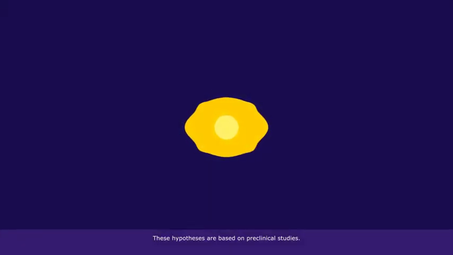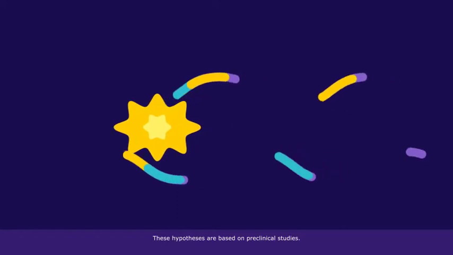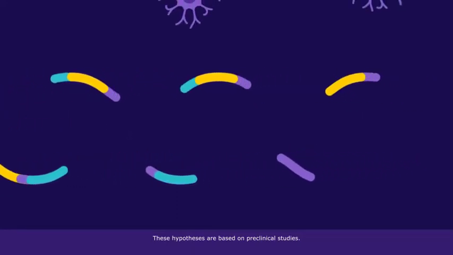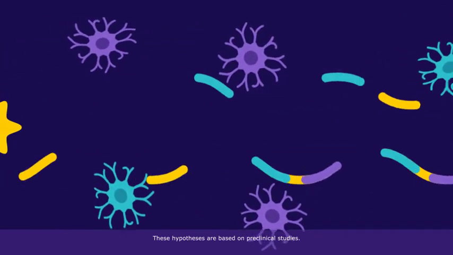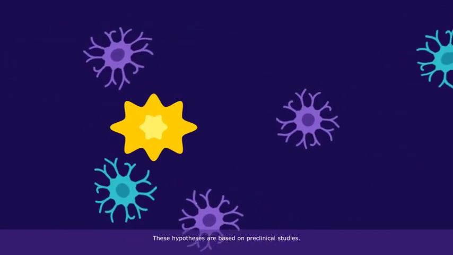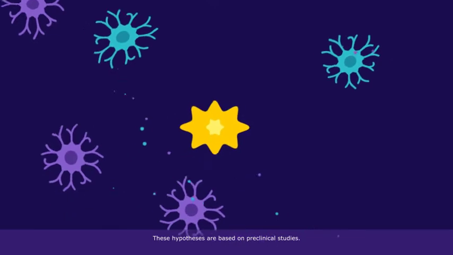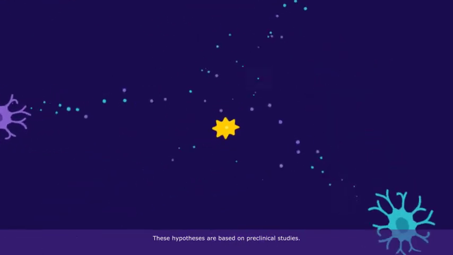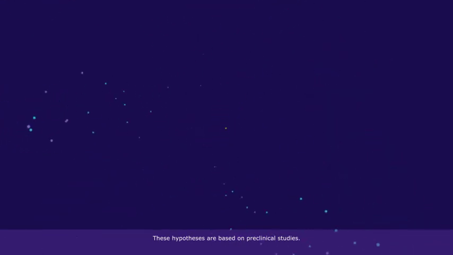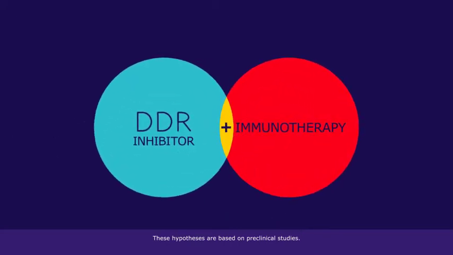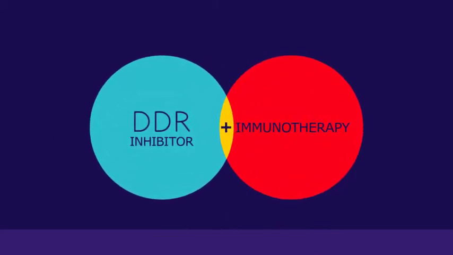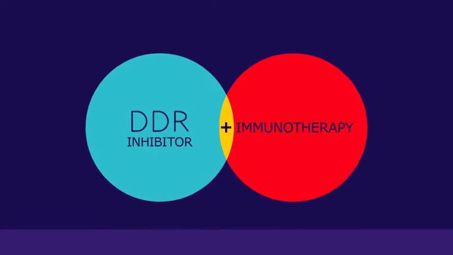Another way may be by inducing immunogenic cell death, whereby the release of soluble mediators from the dying cells recruit immune cells. Immunogenic cell death can also release cytokines that stimulate immune response. Whether it is increased mutational load or immunogenic cell death, the combination of DDR and immunotherapy agents are being explored to determine its potential to broaden and deepen cancer patient responses.